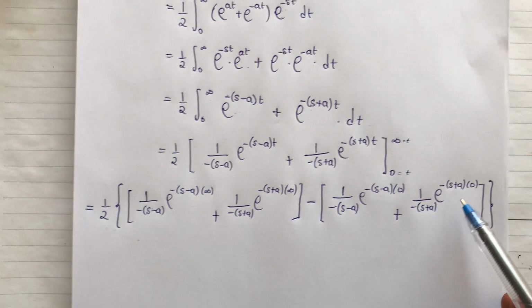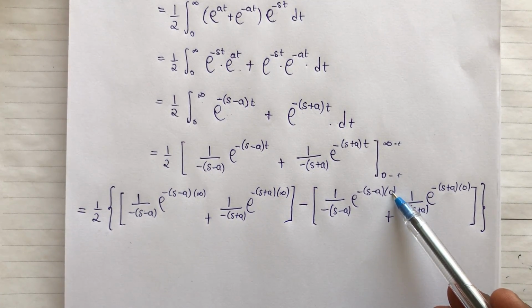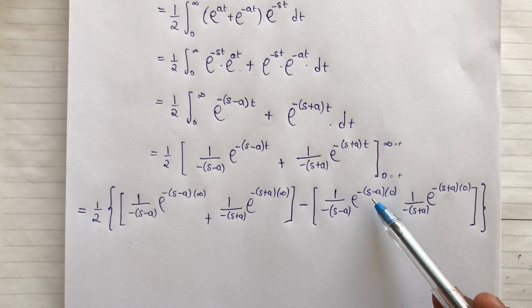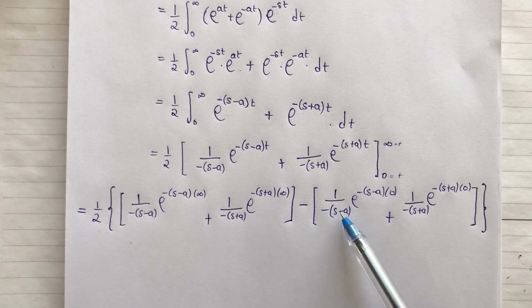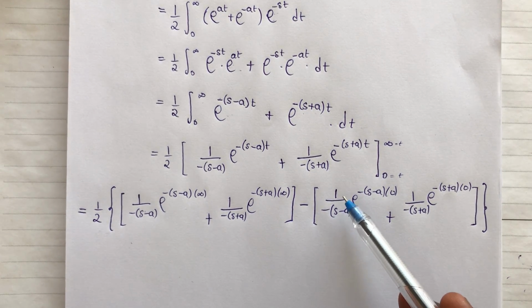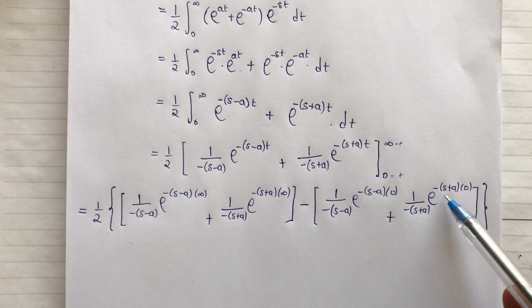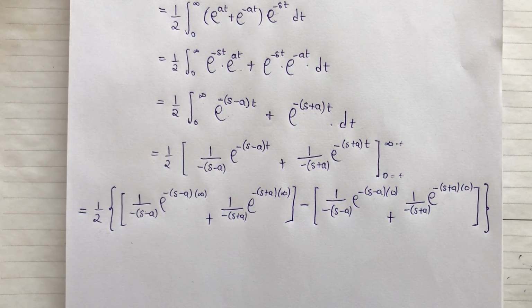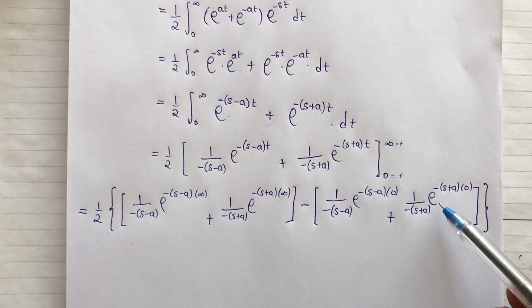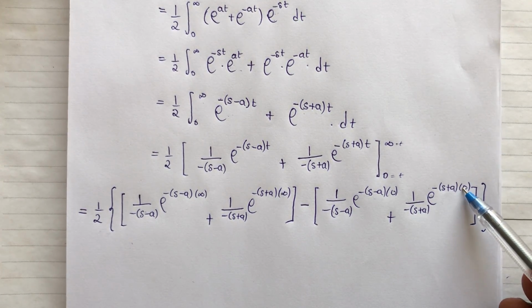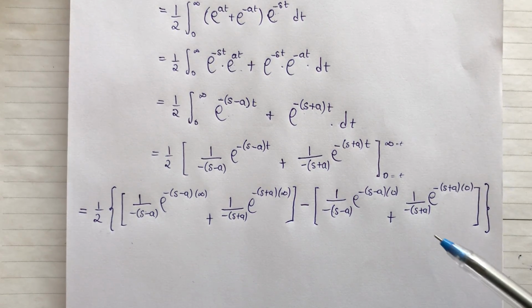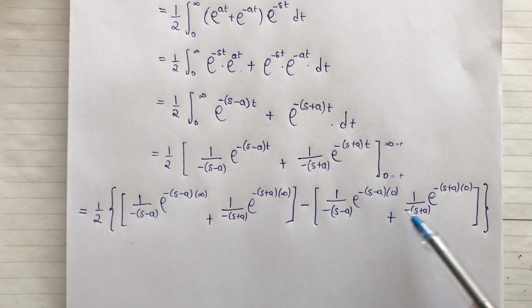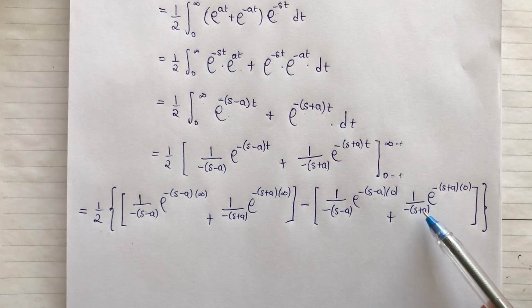Now let's move here. When we raise to 0, the result here is 1. So 1 times 1 over negative s minus a will give us the same result. This side, the result is 1 because a variable to the power 0 is 1. For instance, t to the power 0 is 1. So when we raise this to the power 0, we have 1. 1 times this, we are getting the same result. So we are left with only this function and this one.